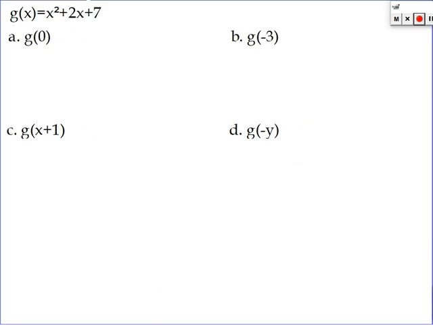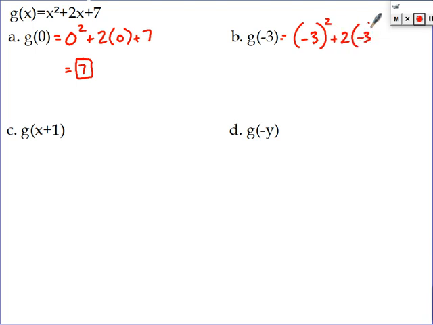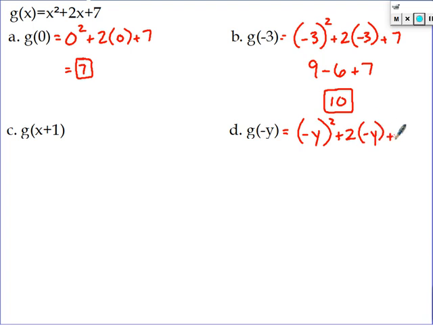All right, so this one would be 7. This one would be 10. Letter C, I'm going to wait until last to do that one. So this one would become y squared minus 2y plus 7.